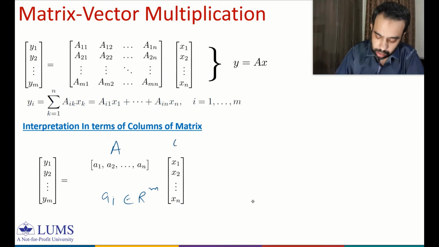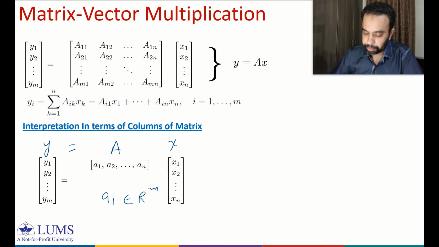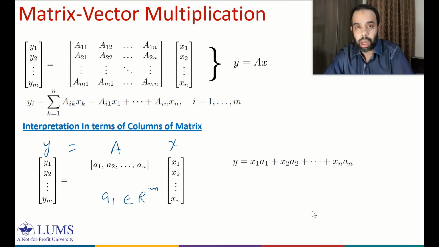So this is x and this is y, so y is equal to Ax. And if you see this interpretation, what you get is that y is x1 a1 plus x2 a2, and so on and so forth, plus xn an. How do you interpret this? How do you read this? This is nothing but just a linear combination of columns of A.